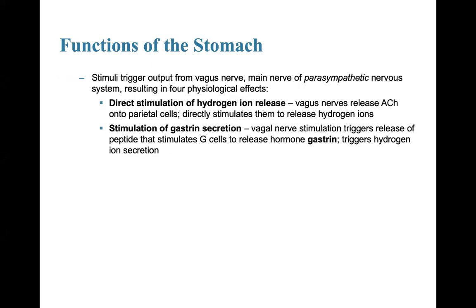The stimuli will then trigger output from the vagus nerve, which is the main nerve of the parasympathetic nervous system, and that will result in four physiological effects. The first is the direct stimulation of hydrogen ion release. Essentially, the vagus nerve will release acetylcholine onto the parietal cells and directly stimulate them to release hydrogen ions. The second is the stimulation of gastrin secretion. This is a vagal nerve stimulation triggered by the release of a peptide that stimulates G cells to release the hormone gastrin. This will trigger hydrogen ion secretion as well.